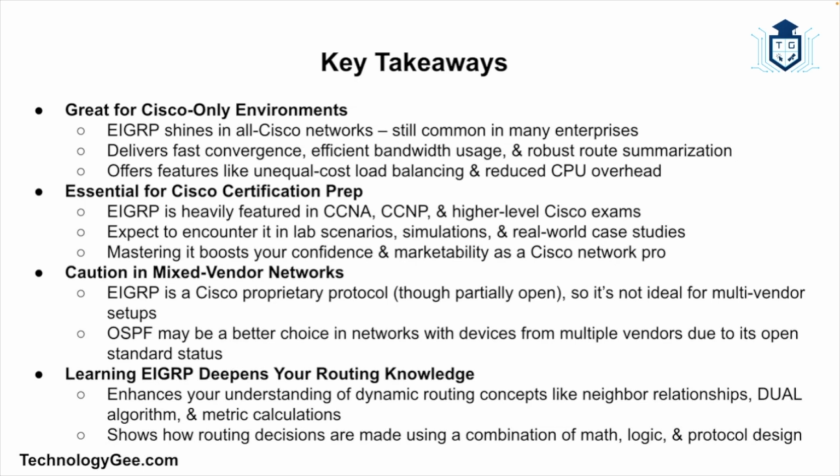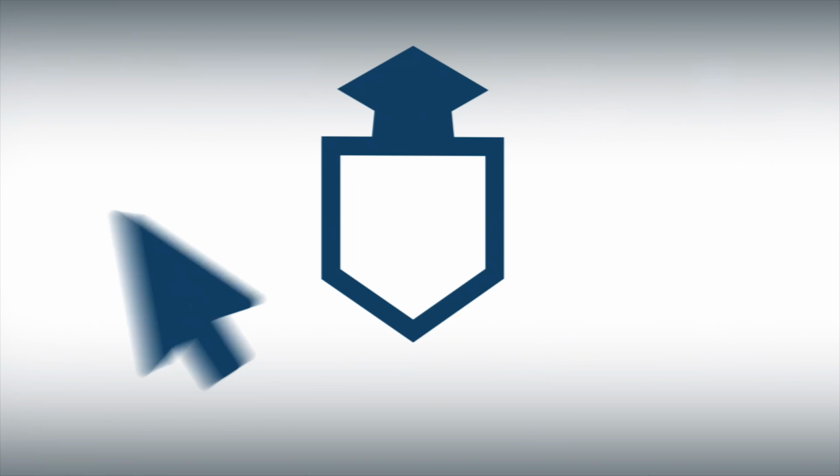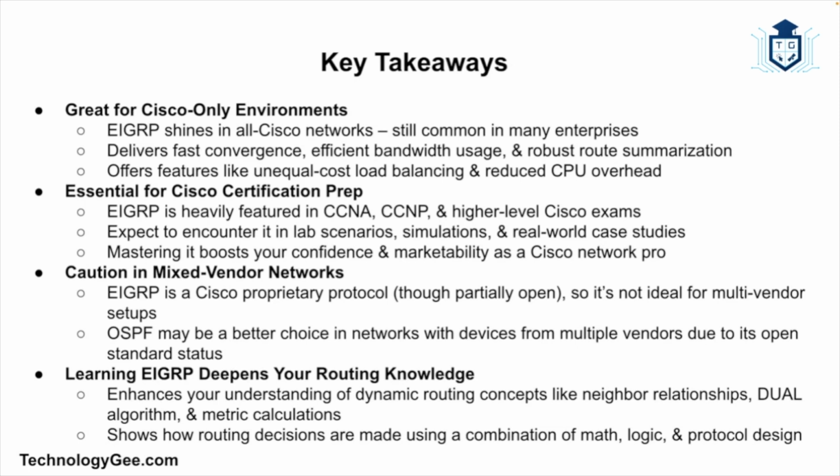All right, so let's go ahead and wrap this up. If you're working in a Cisco-only network, which is still very common in enterprises, then EIGRP is a fantastic choice. It offers fast convergence, stable performance, and tons of features that simplify network management. Now, if you're studying for Cisco certifications like CCNA, CCNP, or beyond, then you definitely want to get familiar with EIGRP because it's going to show up in labs, exams, and real-world scenarios. But if you're in a mixed vendor network, then OSPF might be the safer bet since it's an open standard and universally supported.